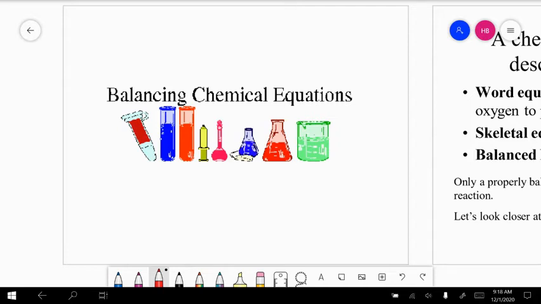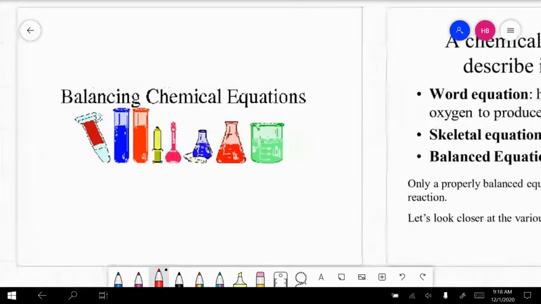Okay, chemists, today we're going to talk about balancing chemical equations. Hopefully you've had some introduction to this in the past, but if not, no worries. We're going to learn all about it all over again.